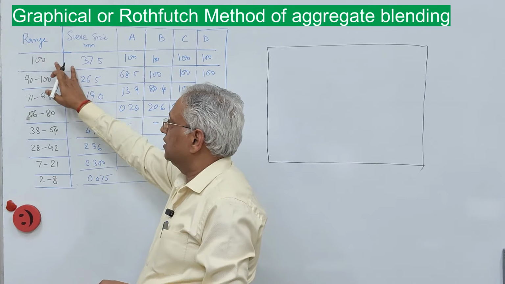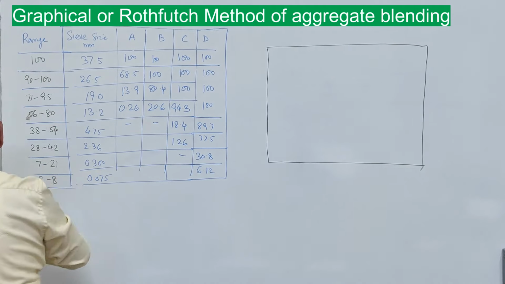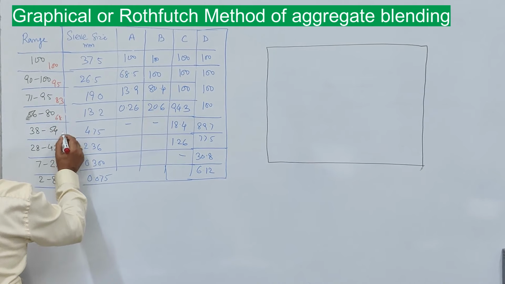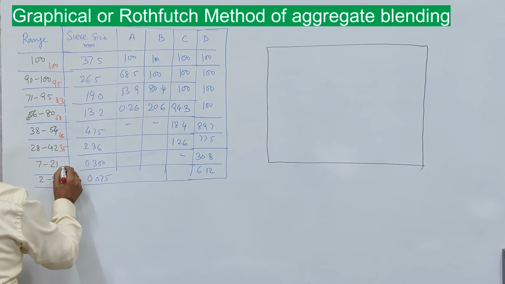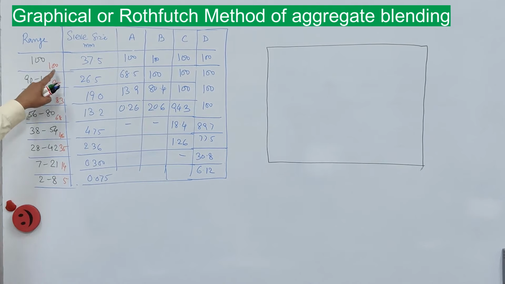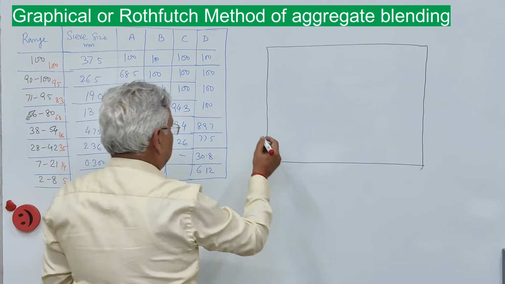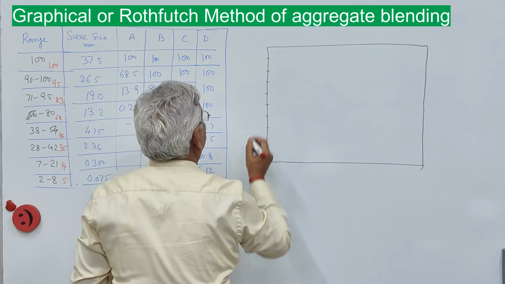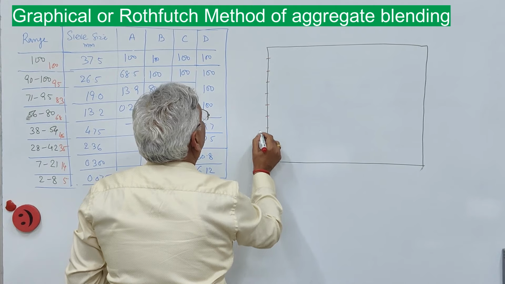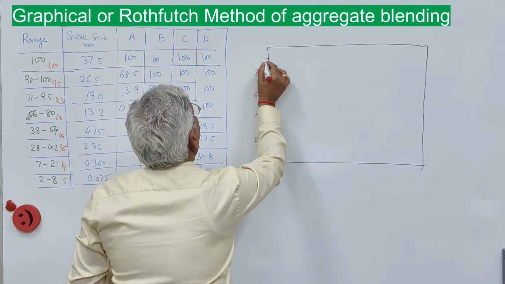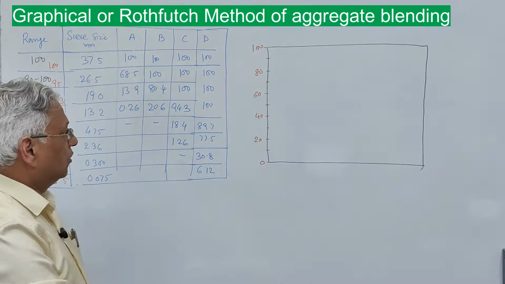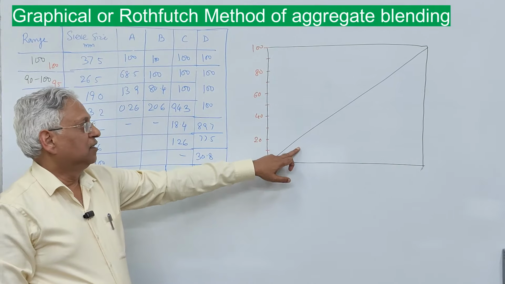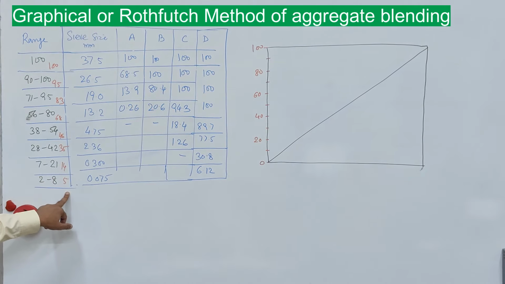So let us assume that your target is the midpoint of this range. Here it is 100, 95, 83, 68, 46, 35, 14 and 5. Now this is the target grading. Let us say the y-axis you divide into 10 equal parts, 1, 2, 3, 4, 5, 6, 7, 8, 9 and 10. So this is 0, this is 20, 40, 60, 80 and 100%. This is percent passing. Now join this diagonal, and assume that this diagonal represents the final grading which you are going to obtain.